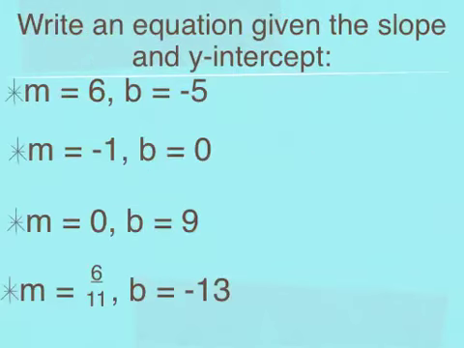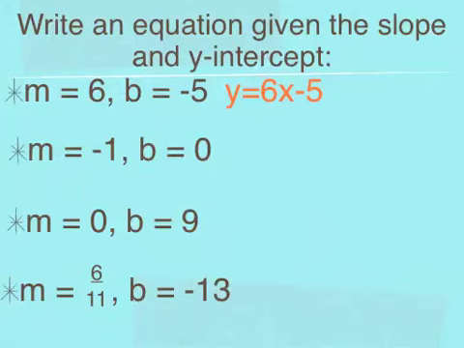These next examples ask me to write an equation given the slope and y-intercept. Remember, the slope is m and the y-intercept is b. So to write an equation with a slope of 6 and a y-intercept of negative 5, I'm going to plug in 6 for m and negative 5 for b. So the equation would be y equals 6x minus 5.